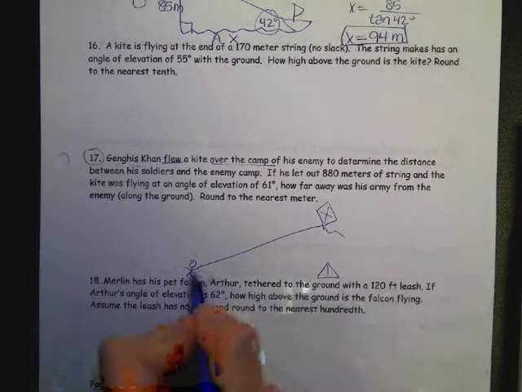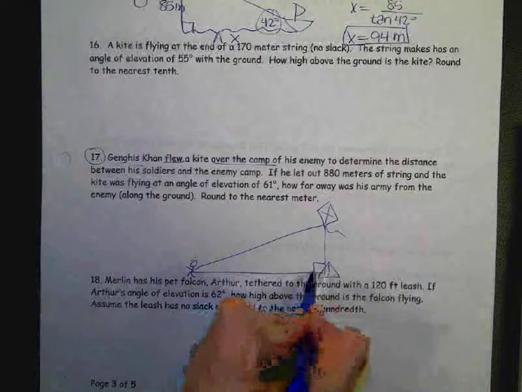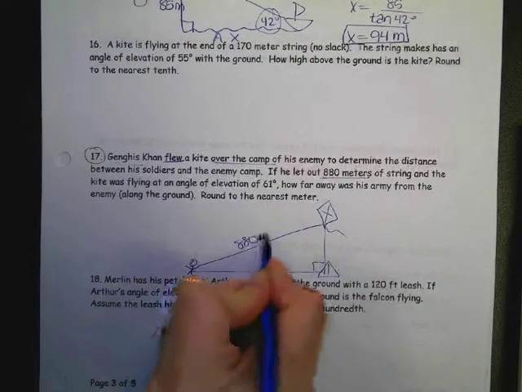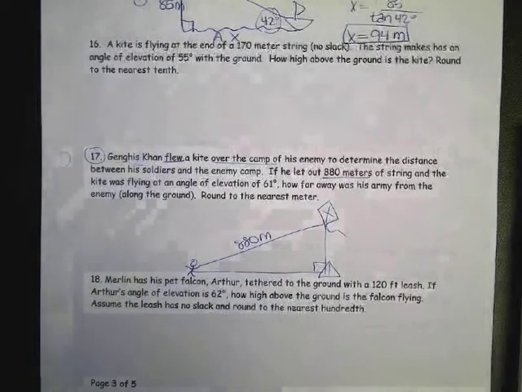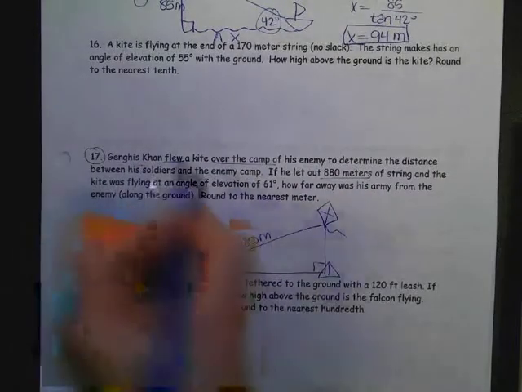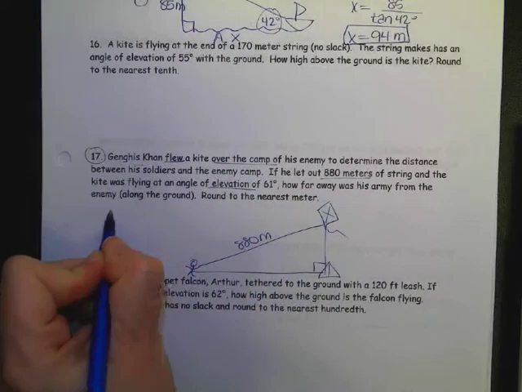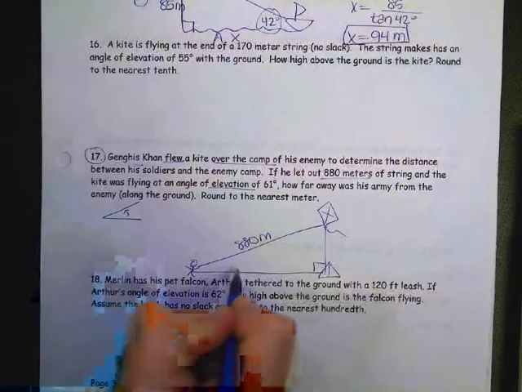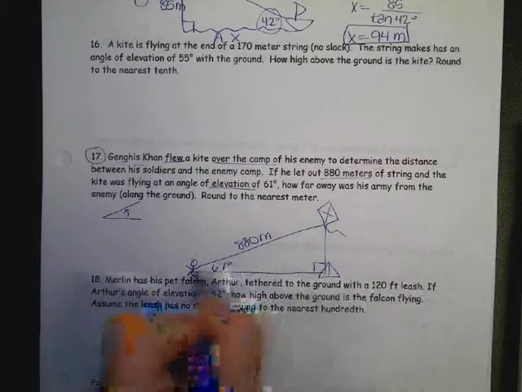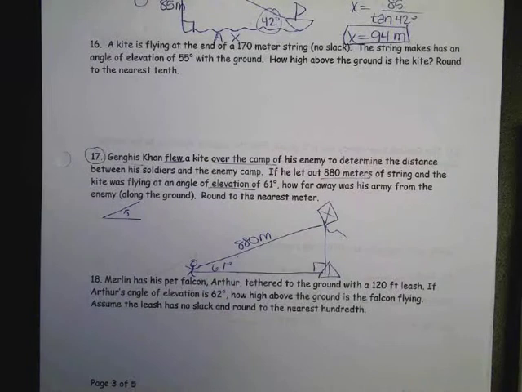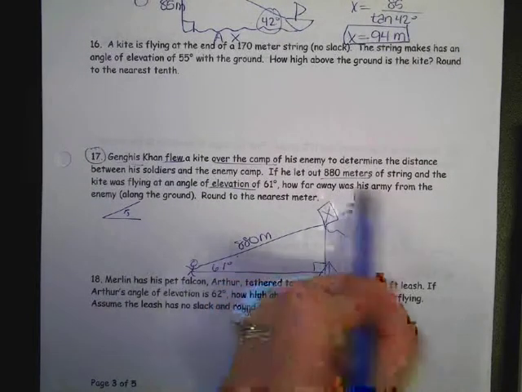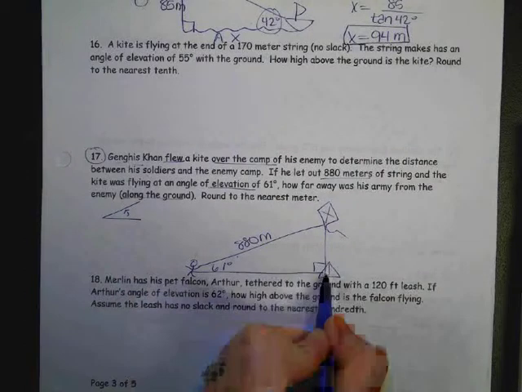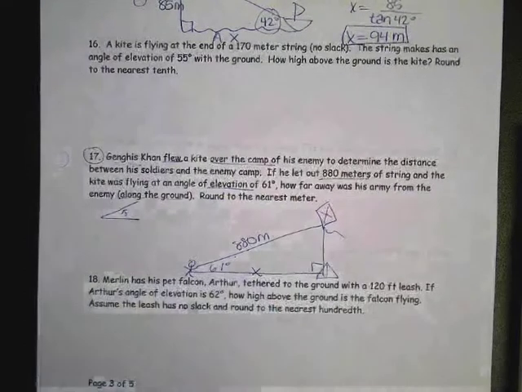And we're trying to find how far away we are from the camp. So if he has 880 meters of string, that's going to be along from my hand to the kite. And it says the kite is flying at an angle of elevation. Remember, angle of elevation starts at the ground, or some line of sight, and goes up. So this would be 61 degrees from the horizontal up to this kite. How far away was his army from the enemy along the ground? So here's his army, here's the enemy. We want to find this side right here.